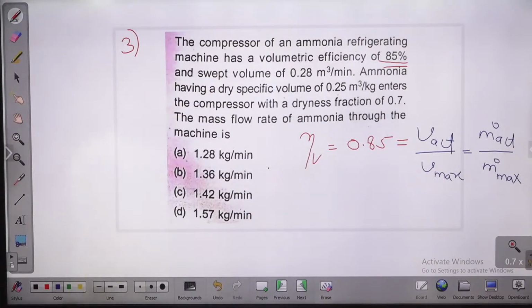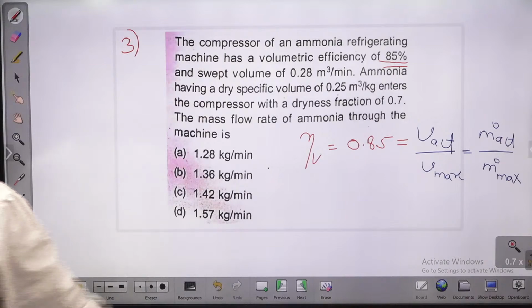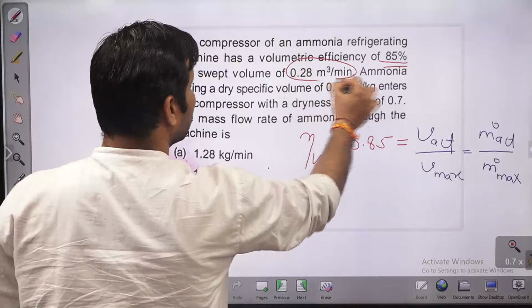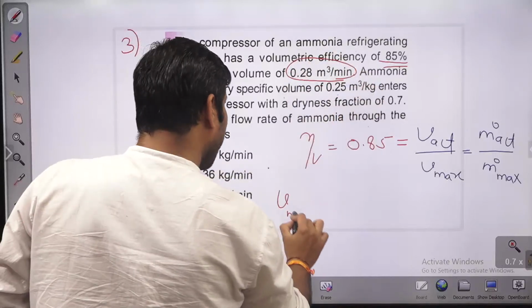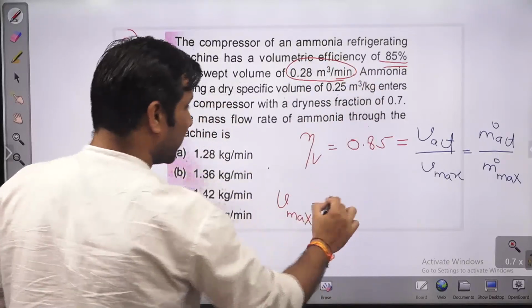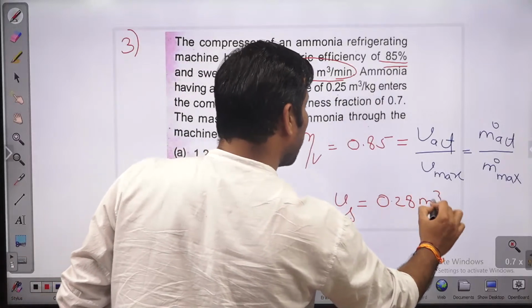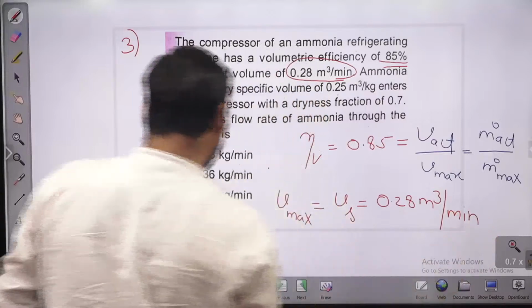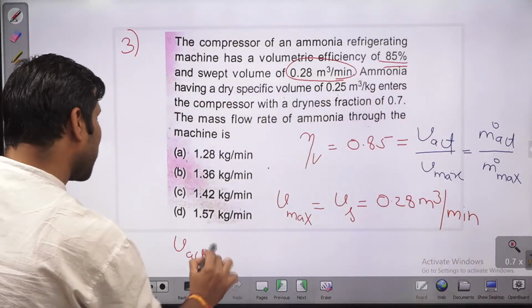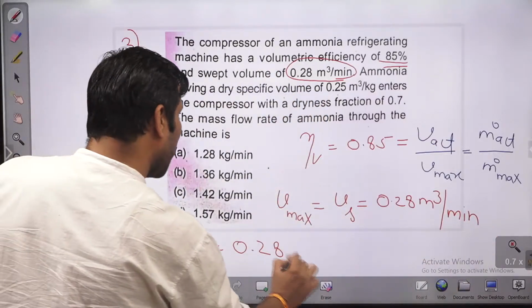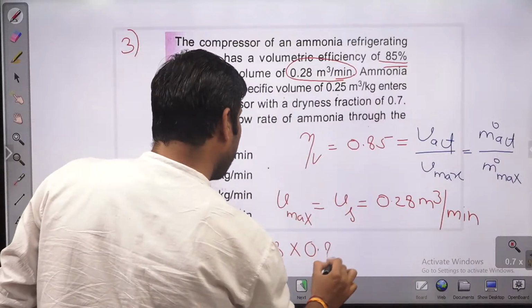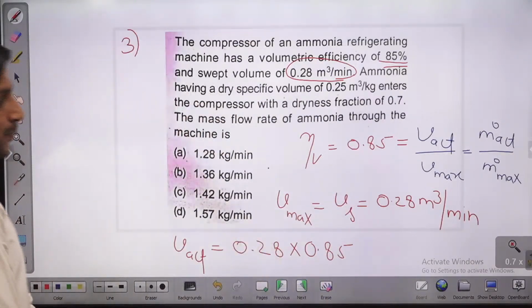So now he has given you the volumetric efficiency. The swept volume is also given to you. This is the maximum volume flow rate. V maximum volume flow rate is nothing but V swept. This is given to you as 0.28 meter cube per minute. So from that, you will easily get the actual volume intake. What is the actual volume intake? It is nothing but 0.28 multiplied by 0.85. So this is the actual volume intake. Yes or no, guys?